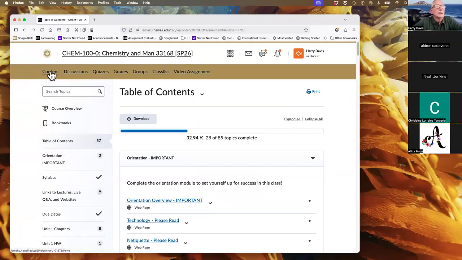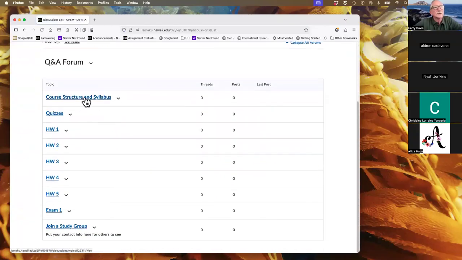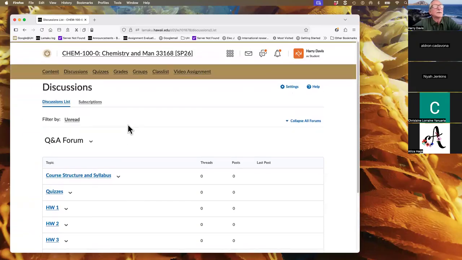And so content and then discussions. Here you can post anything you want, any question you have on the course structure, the syllabus, the quizzes, the individual homeworks, when the exam comes up. Here's a place if you want to join a study group, you can post your information over here. And this is open 24/7. When someone posts something, I get an email, and so I will respond immediately unless I'm asleep or doing something important.